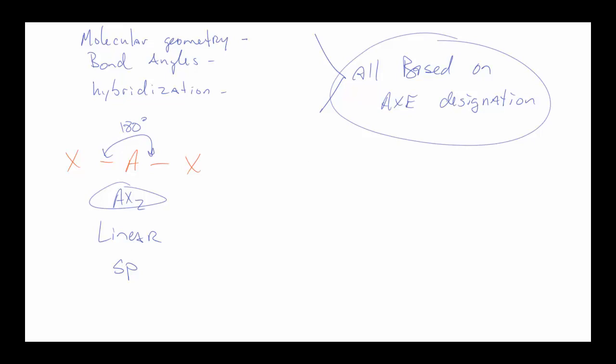Another example would be my AX3. So I've got AX3. Looking at this, I know the geometry is trigonal planar. I know that the bond angle in this is actually 120 degrees because of the AX3. That's the bond angle for AX3. And then I know the hybridization here is actually sp2 because I have 3 total orbitals that are actually being hybridized. So sp2, right?